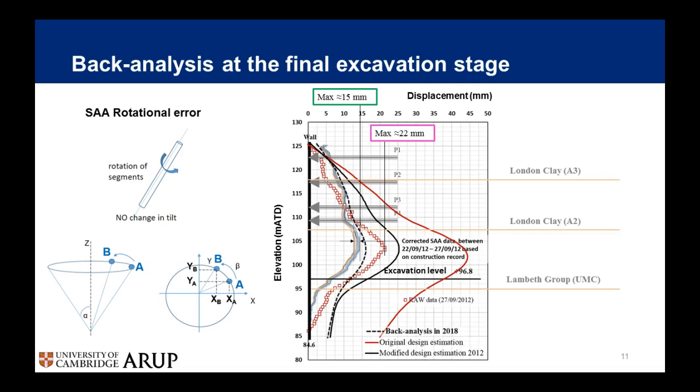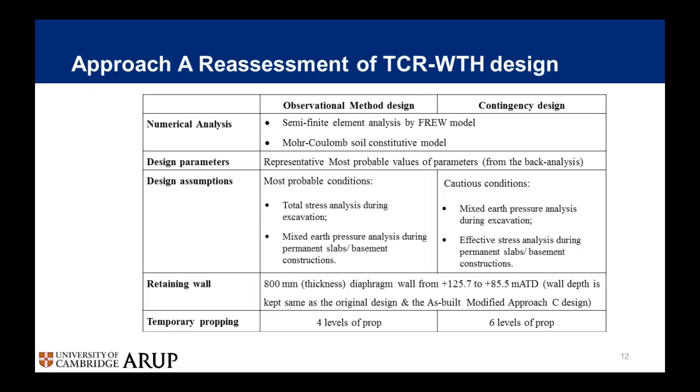And I did this back analysis, and this is a prediction from the back analysis, the black dotted line, and we can see it matches with the corrected SAA data very well. And this also provided me updated most probable parameters from the back analysis. And using these updated most probable parameters, I managed to carry out a reassessment of this deep box excavation design by the ab initio approach A.